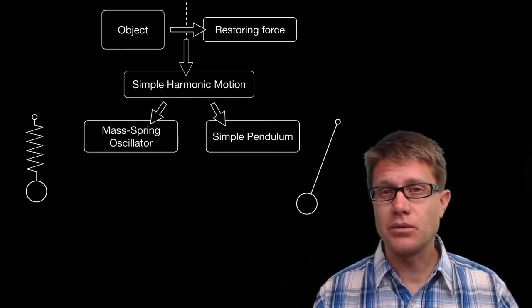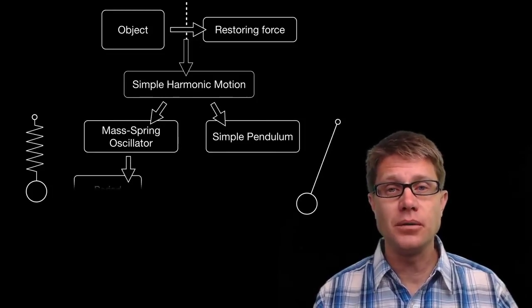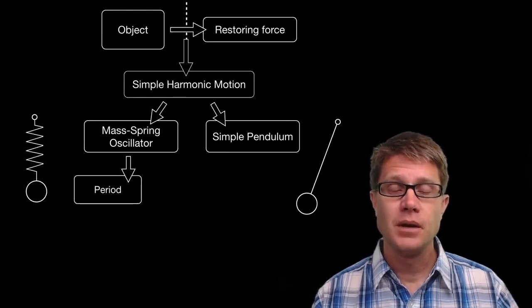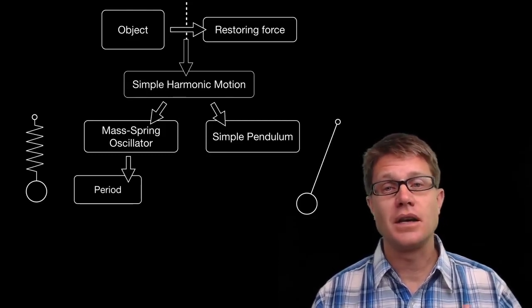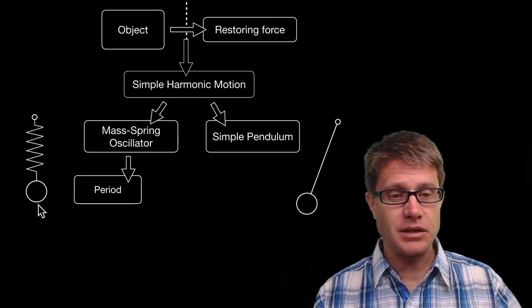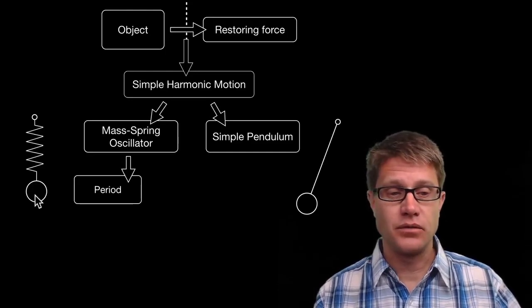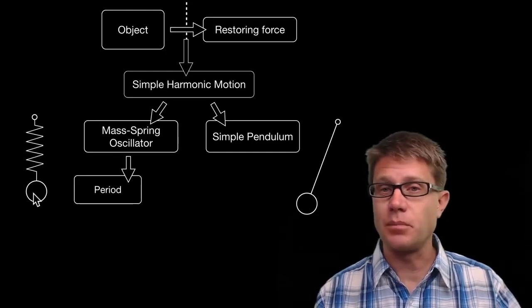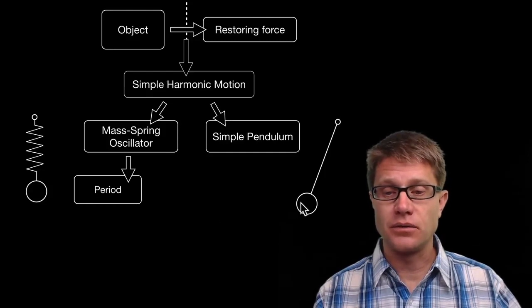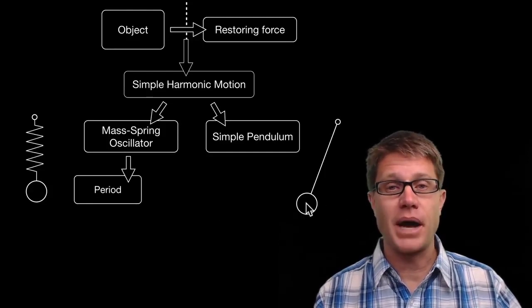Now, an important characteristic with each of these is the period of that harmonic motion. Period is always going to be measured in seconds, and it's time. So it's the time it takes on this oscillating spring to move from here to bounce up and then to bounce back again. Or for a pendulum to swing from here over to here and then back again.